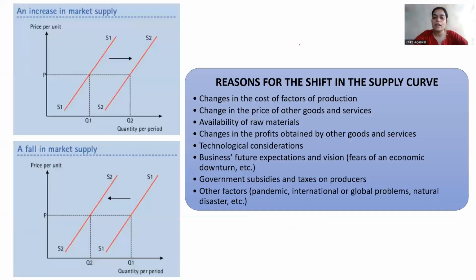So let's take the reasons for the shift in the supply curve. What are these reasons? First one is changes in the cost of factors of production. Now, what is the cost of factors of production? What are the four factors of production that we discussed in the introduction part of the series?